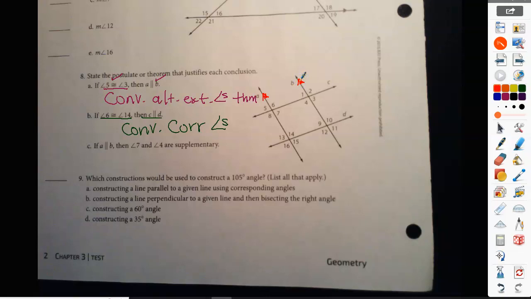Then 7 and 4 are supplementary. Okay, well, what's the relationship between 7 and 4? So we've got some consecutive interior angles. All right, so we're looking at the consecutive interior angles theorem or the converse of that. Theorem, just a normal theorem.